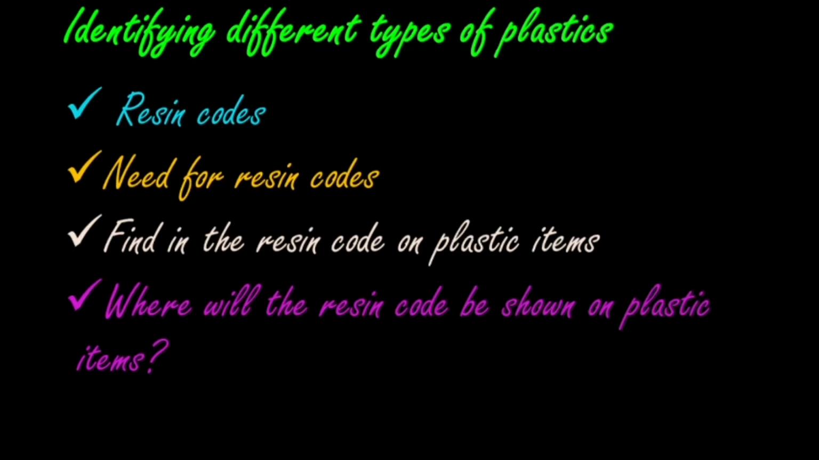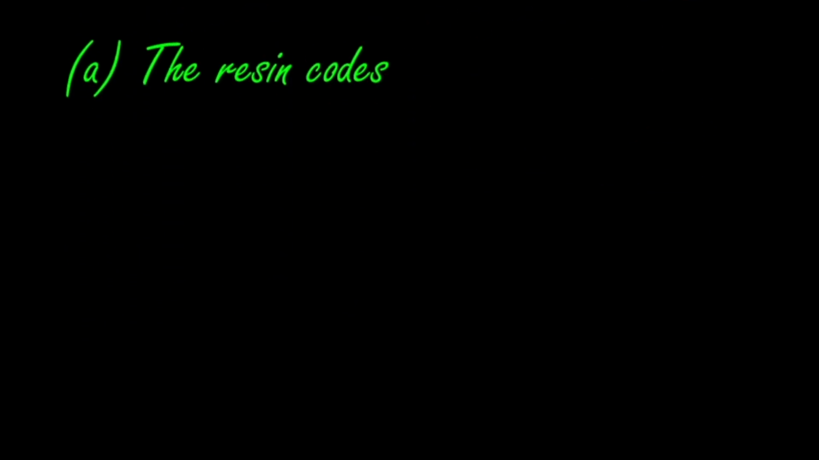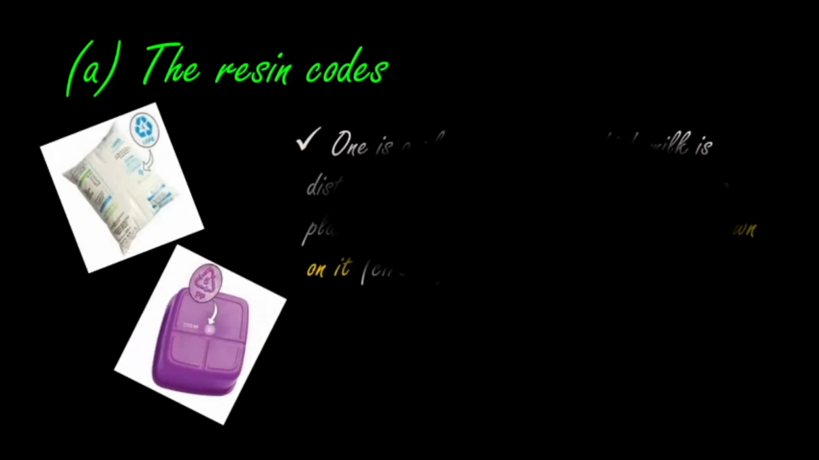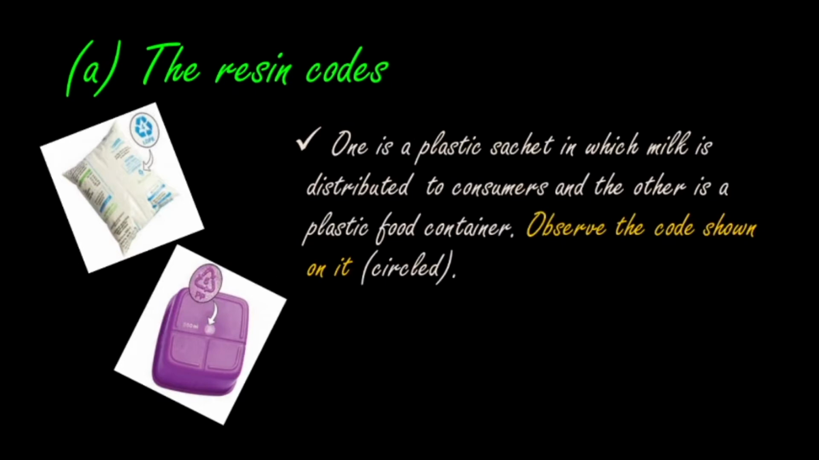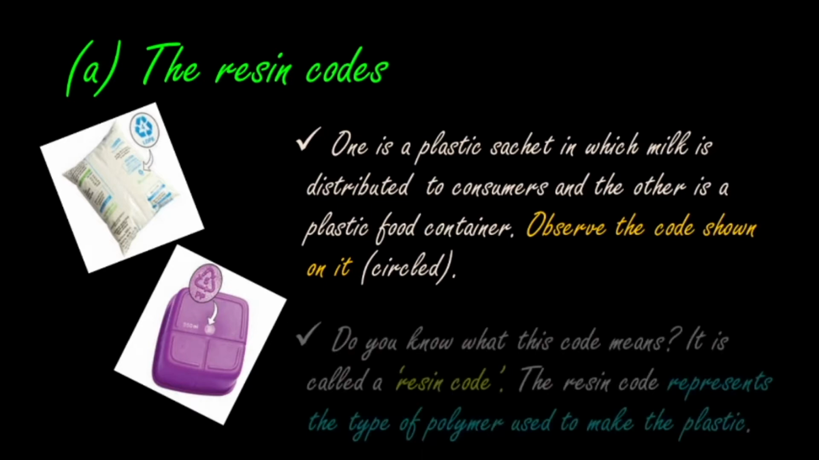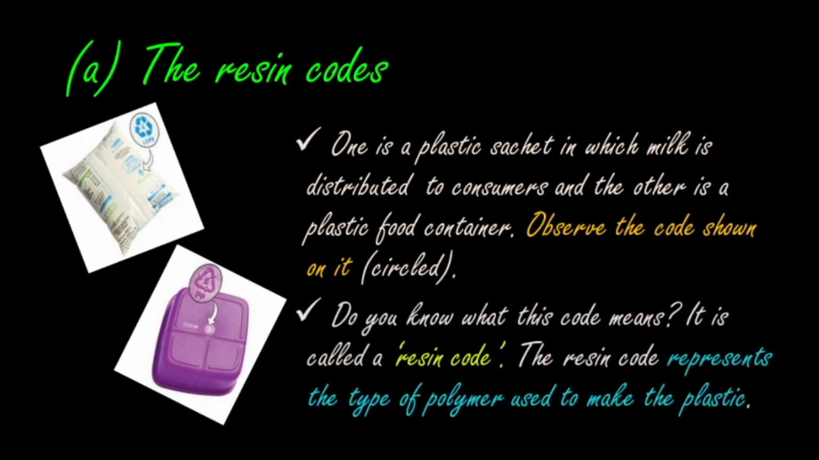These are the things that help to identify the different types of plastic we use. The very first one is resin codes. You see here a milk sachet and a food container plastic box. The circle marked on it represents which type of polymer is used to make this product. That is known as a resin code. It is used to represent the type of polymer used to make the plastic.